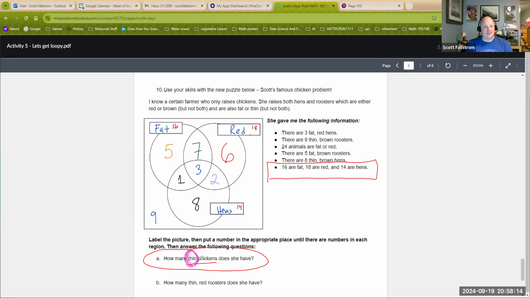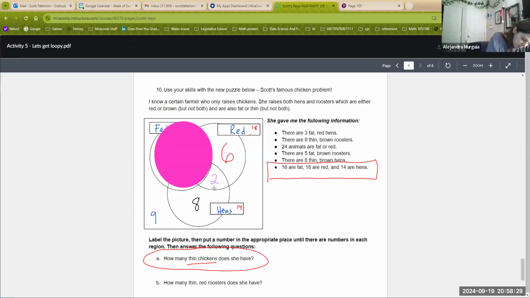So when you see thin, what goes into your mind? What are you thinking? All of the ones that are not in fat. Perfect. That's what I want you to do. So then just come up here and cover up fat, even with your hand, and everything that's not in there is thin.